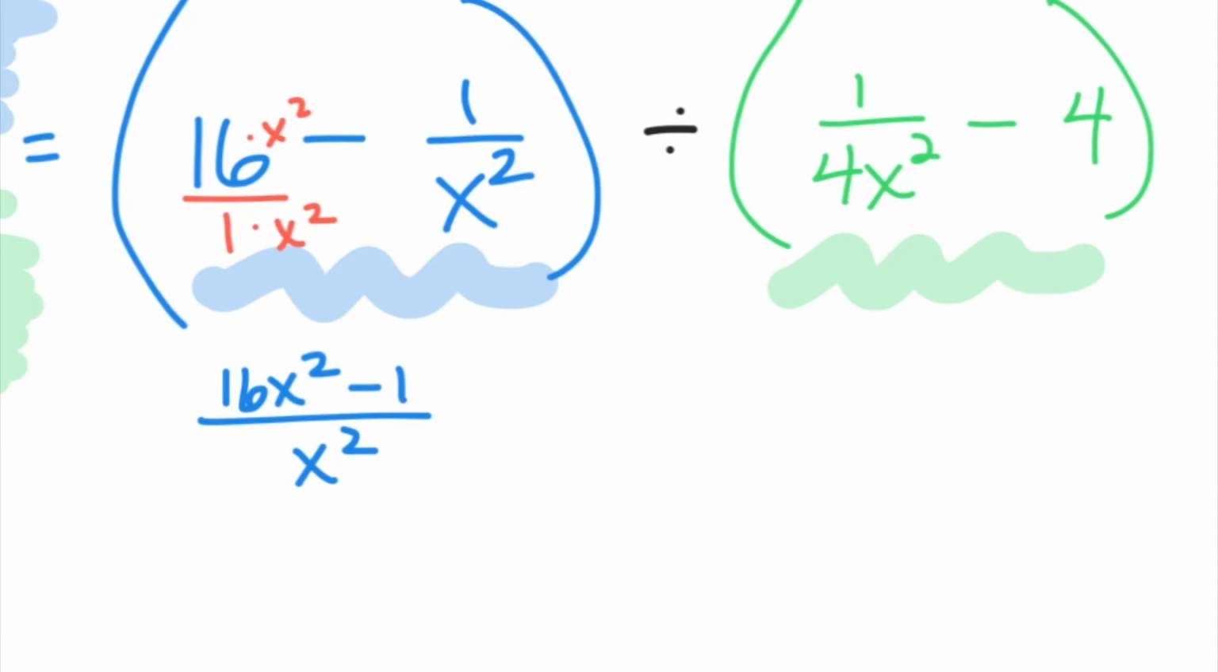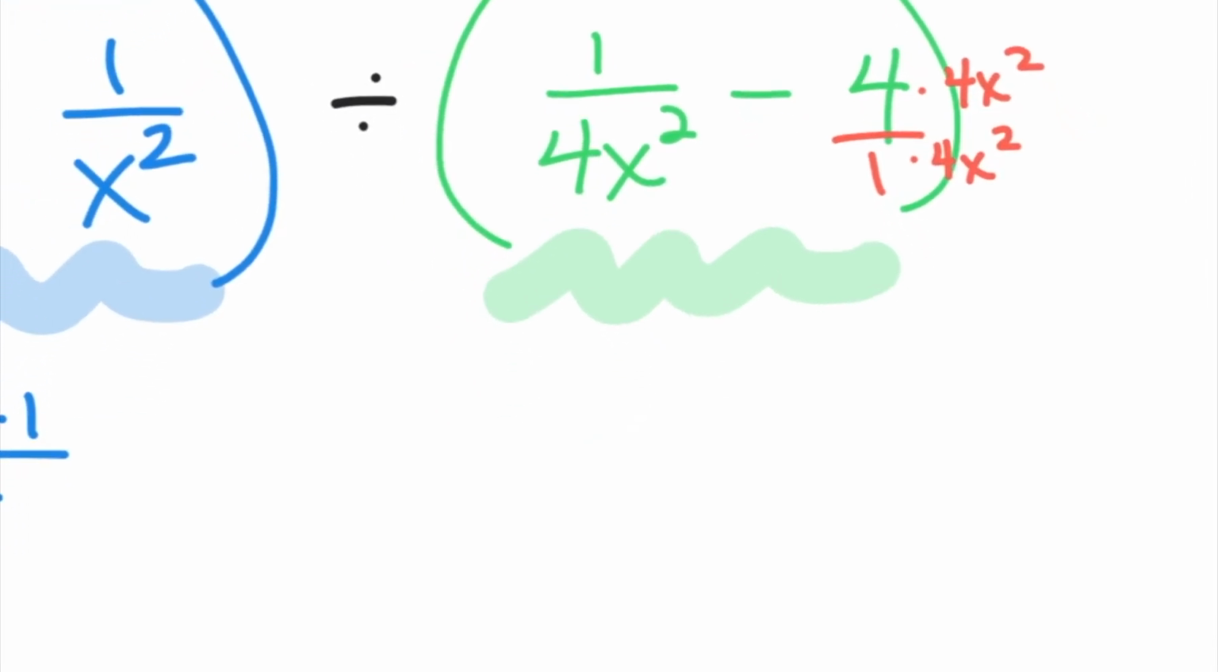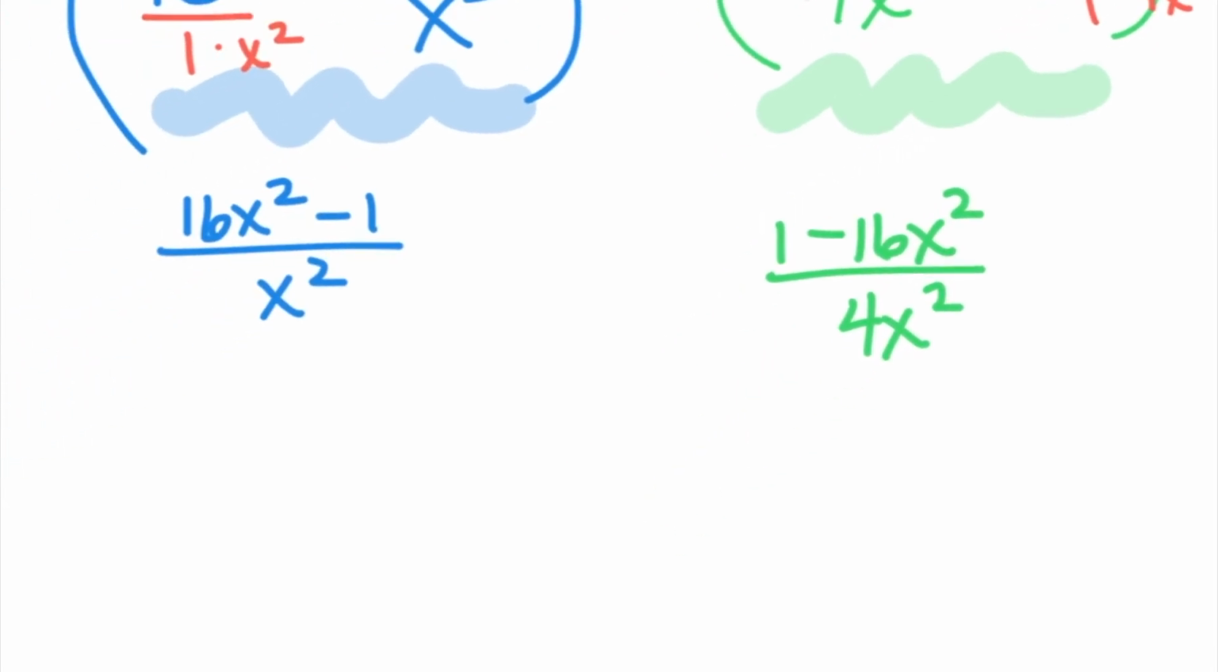And now I'm going to simplify the green. And again, I'm going to put that 4 over 1. And I want the denominator to be 4x squared. So I'm going to multiply by 4x squared in the top and in the bottom. And my simplified fraction for the denominator is 1 minus 16x squared all over 4x squared. And then big division sign because I'm dividing the blue divided by the green.